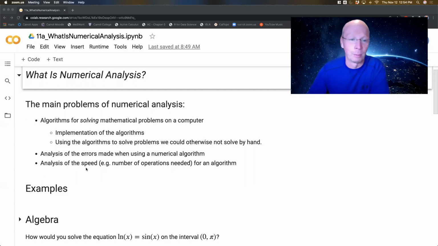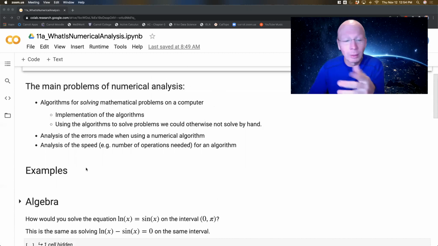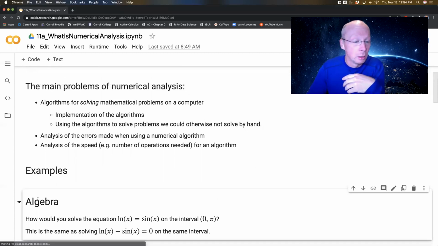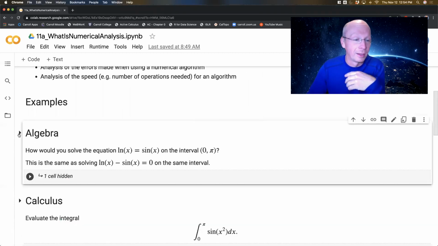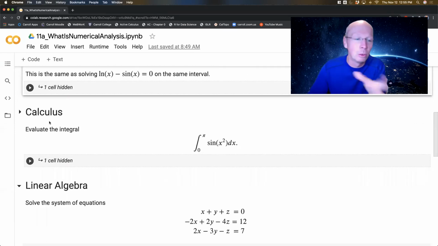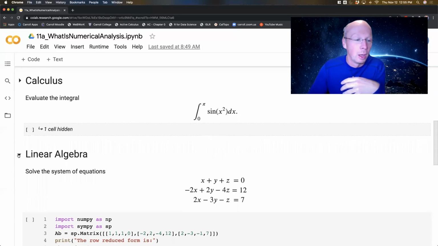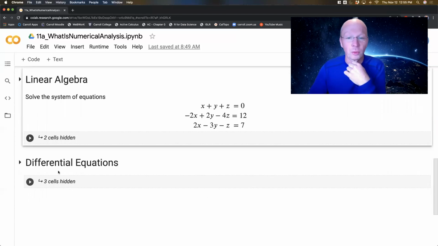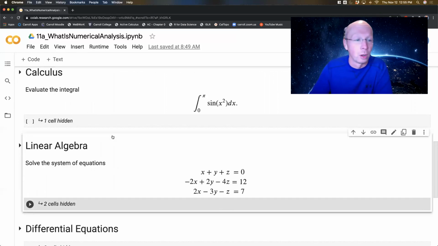So let me give you a few examples. And actually, I really like this because in the way I teach numerical analysis, it really follows the trajectory of your math career so far. So first we look at algebra, then maybe some calculus, and then maybe you learn some linear algebra. And then after that, you learn some differential equations. And I've got examples for all of these.